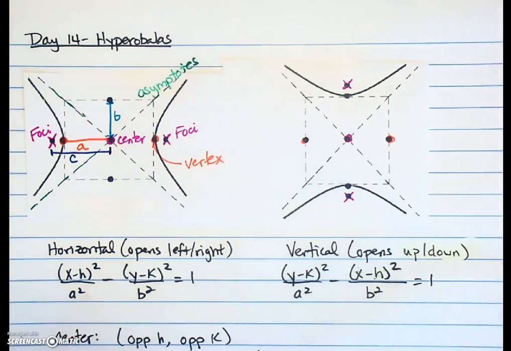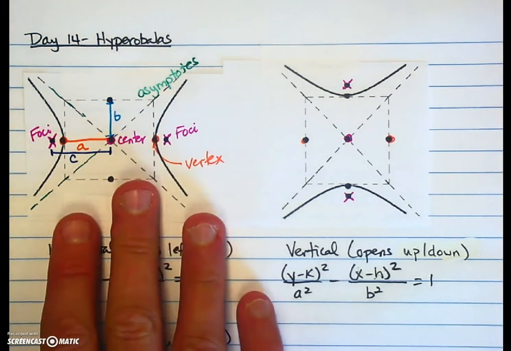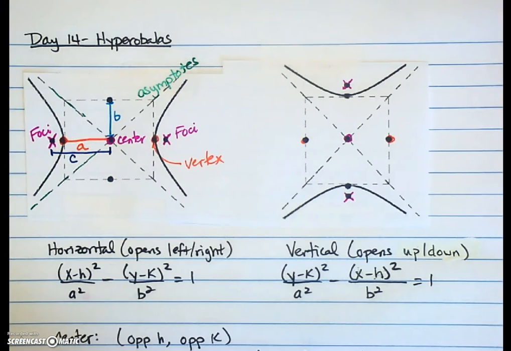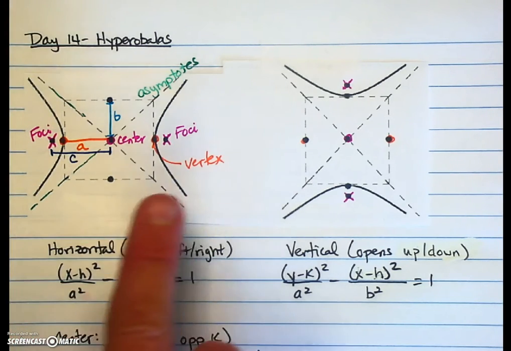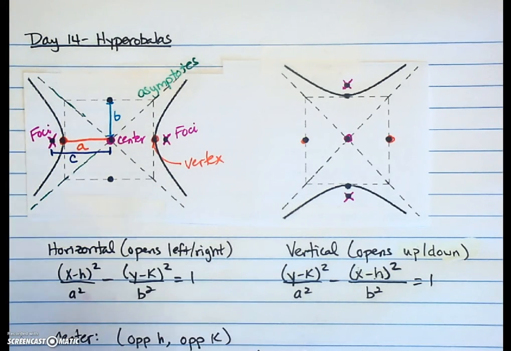We're still going to have our centers, opposite h, opposite k. Very similar to what we did with the ellipse. And actually, when we go to graph it, we're going to do just what we did with the ellipse. We're going to find our center, we're going to graph the a's and the b's, and then we're going to go from there to get a picture of the graph.